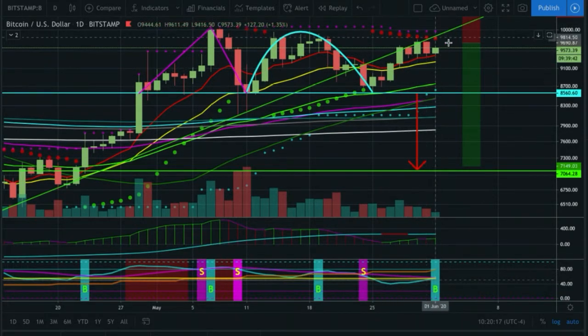So we'll see what happens right here. We got to see what happens. We're at a key pivot point in the market. And again, this is not financial advice. I'm not your financial advisor.